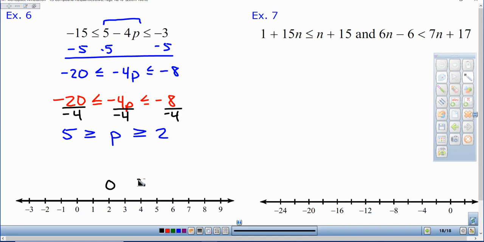So here's 2. The answers are greater than 2, but those p values are also less than 5. Both of these have the equal to, so I fill that one in, and this one has the equal to, so I fill that one in. These are the answers. This is the graph for those answers.